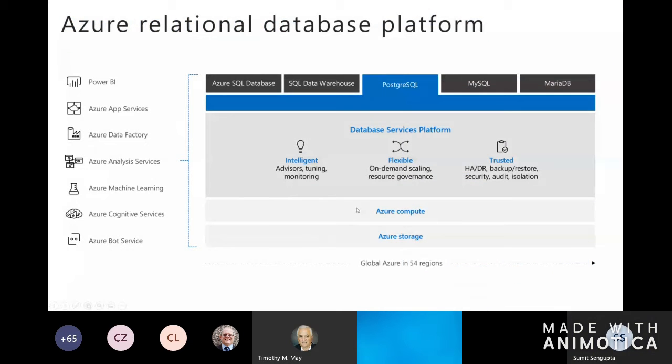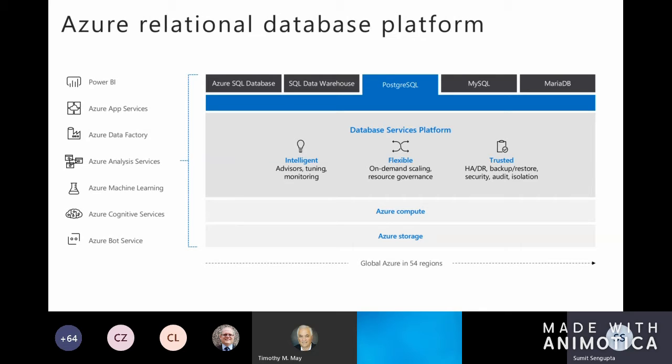So in the relational world, let's dig down into some of the database platforms we have. We have choices of Azure SQL Database and Data Warehouse, which is, of course, MPP. Then you've got PostgreSQL, MySQL, and MariaDB. Now, these open source databases are, again, basic open source that we have. They have intelligent advisors, tuning, and monitoring all baked into them. So if a query runs slow, it automatically gets reported, and it will give you advice, like, hey, you want to throw an index here.